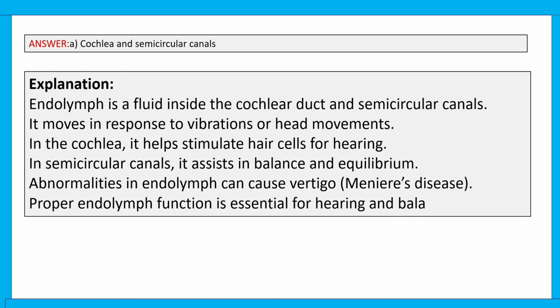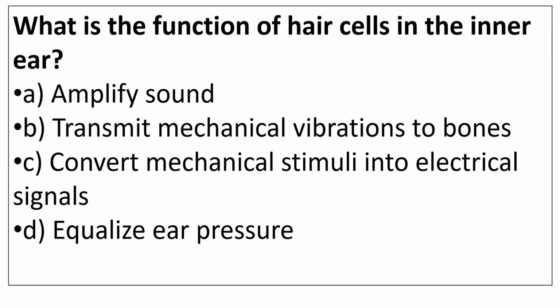Endolymph is a fluid inside the cochlear duct and semicircular canals. It moves in response to vibration or head movement. In the cochlea, it stimulates hair cells for hearing. In semicircular canals, it assists in balance and equilibrium. Abnormalities in endolymph can cause vertigo. Proper endolymph function is essential for hearing and balance.